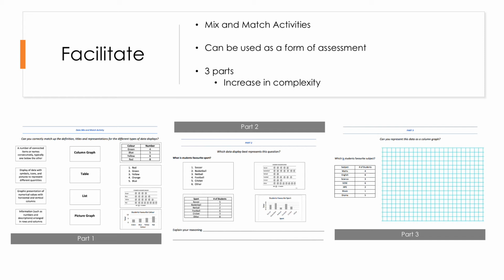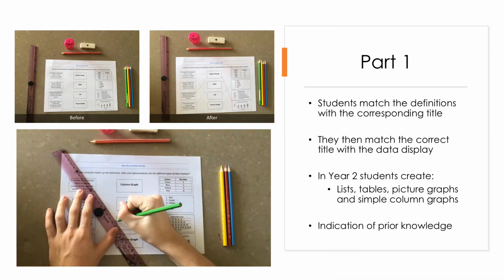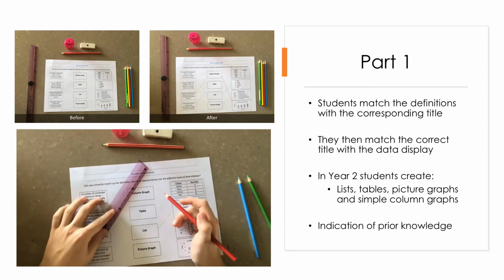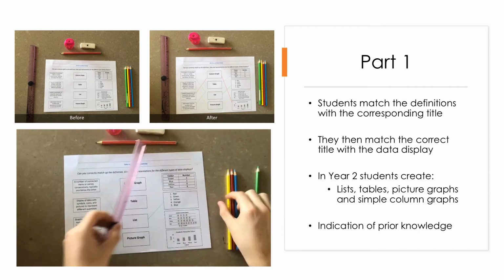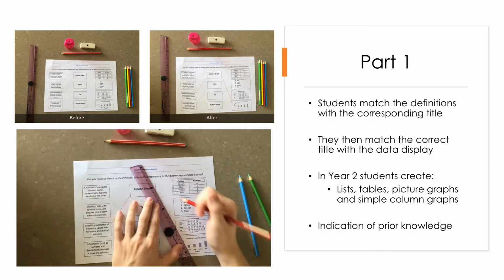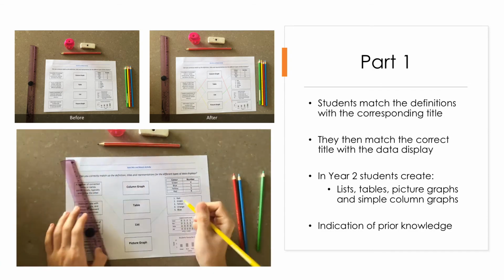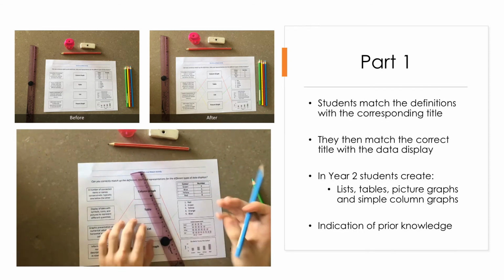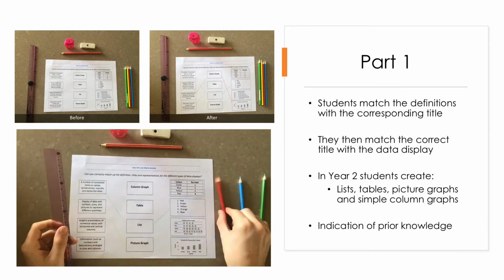The activity is comprised of 3 parts which increase in complexity. In the first part, students will have to correctly match up the corresponding data displays to the titles and definitions. In Year 2, students create lists, tables, picture graph and simple column graphs. Therefore, this first part in the activity will be an indication of students' prior knowledge of data displays.